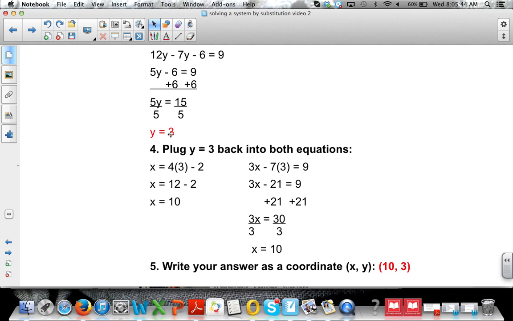So I know that y equaled 3 from step 3 up here, and I know x equals 10 from step 4, so I'm going to write my answer as 10, 3. And make sure you get the x part first, because here it was backwards. I solved for y and then I solved for x, but you got to make sure you write your coordinate as x, y, because that's how coordinates are always written. X always goes first, whether you solved for it first or not.